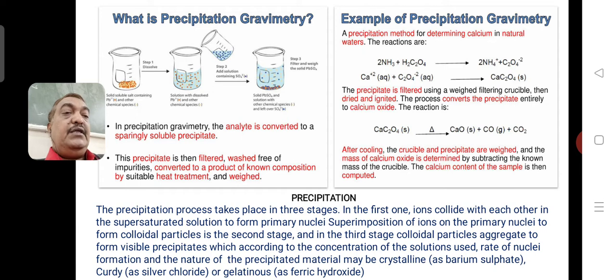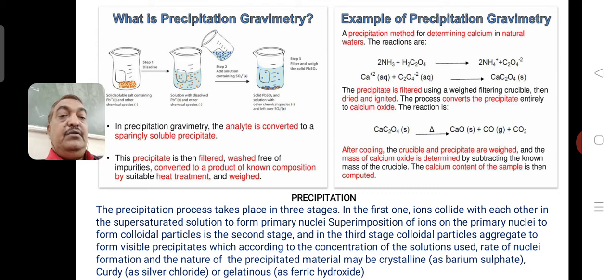In the first stage, the ions collide with each other and get converted into primary nuclei, that is, the colloidal particles. Then, after supersaturation of ions, the primary nuclei get converted into full-fledged colloidal particles. In the last stage, by proper aggregation of the colloidal particles, either by heating or by adding some reagent, they get converted into a crystalline precipitate. So these are the 3 steps generally involved in the precipitation method.